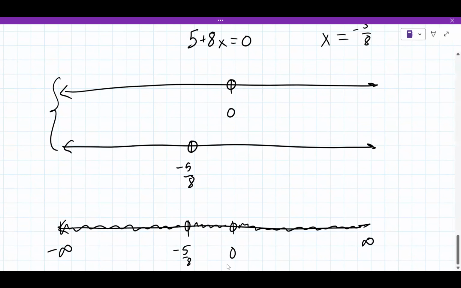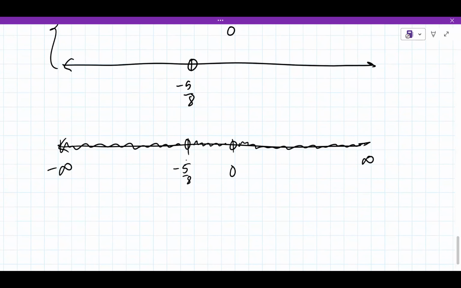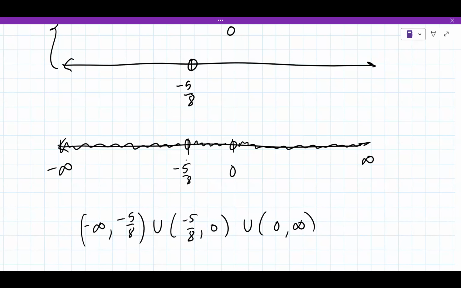So you guys, I assume you're using interval notation. I can't say I know for sure. But okay, so it's -infinity to -5/8, union -5/8 to 0, union 0 to infinity. Got it. Okay.